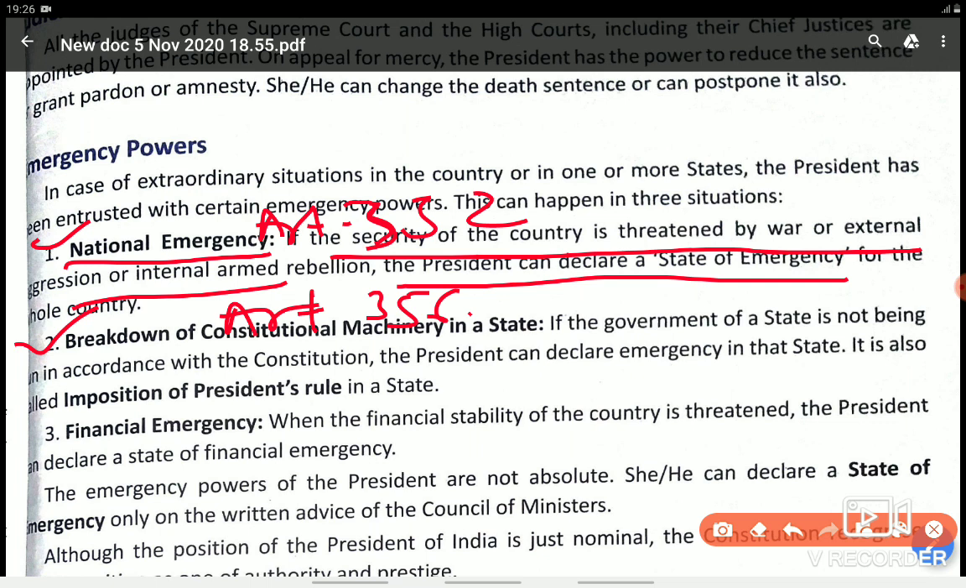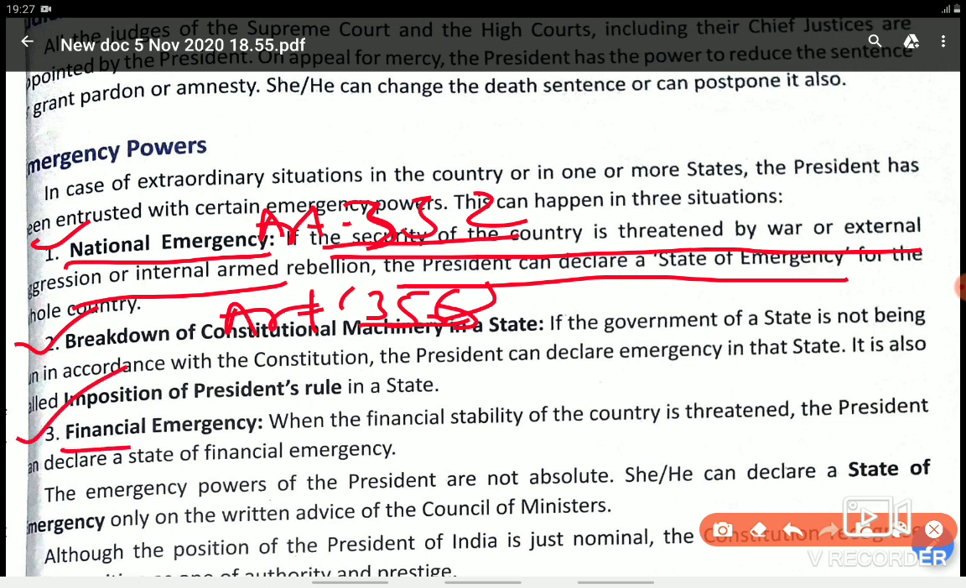Breakdown of constitutional machinery in a state means if it is not working according to the provisions of the constitution, the president can declare emergency in that state under Article 356. This is for your extra information. You should know this, that national emergency comes under Article 352, and when there is an imposition of president's rule in a state, it comes under Article 356.